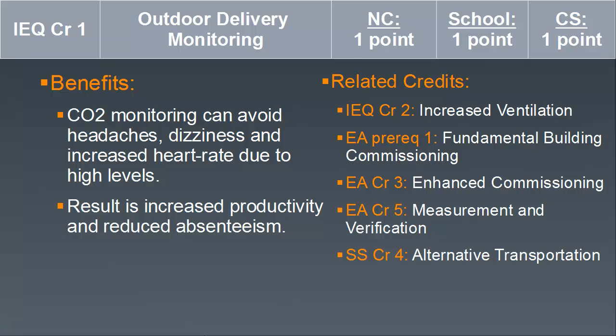Related credits include Credit 2, coming up next, increased ventilation, commissioning prerequisite and enhanced commissioning credit, measurement and verification credit, and also alternative transportation. Because if you have low emitting vehicles, you have better outdoor air quality, which allows for more natural ventilation to come into the building.